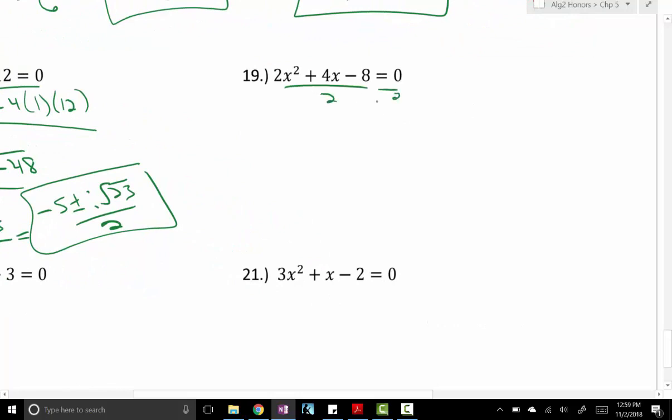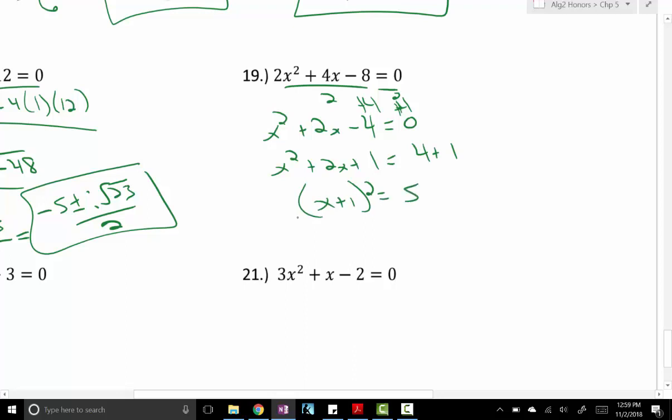Let's divide by 2 and see what happens. X squared plus 2x minus 4 equals 0. Alright, x squared plus 2x plus 1 equals 4 plus 1. And so we're going to add the 4 over and complete our square. X plus 1 squared equals 5. Square root, subtract the 1. Negative 1 plus or minus the square root of 5 is where we want to be.